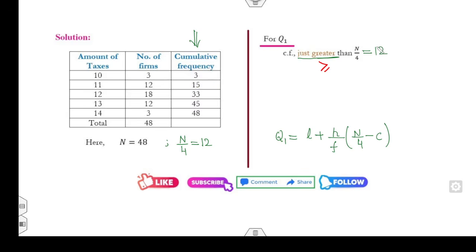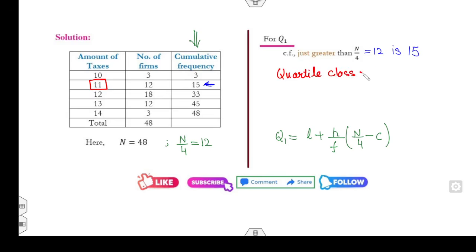Now once you find the just greater than number, what is that? It is 15. Fine. The corresponding class is 11. So that is called the quartile class.